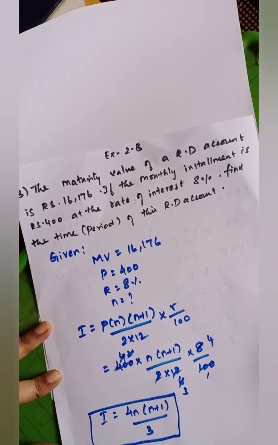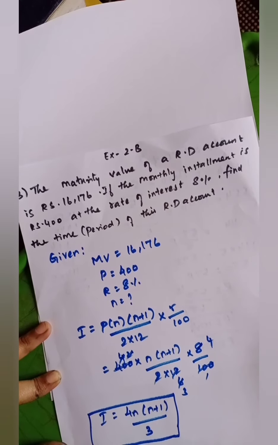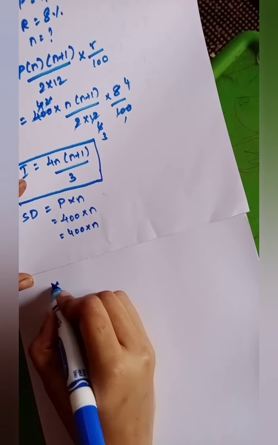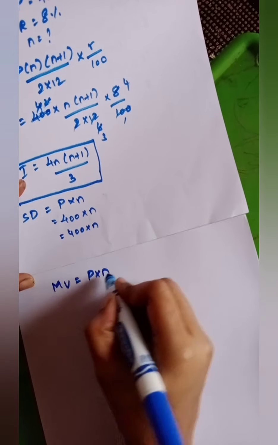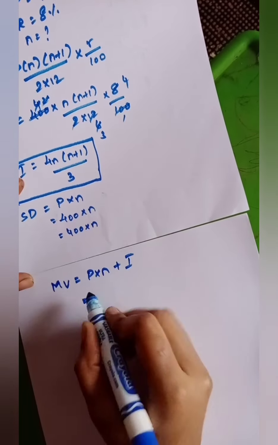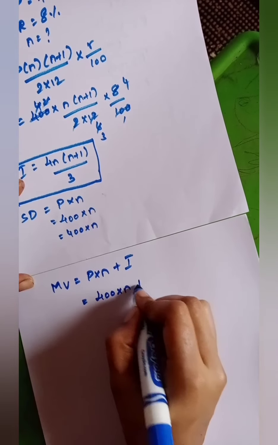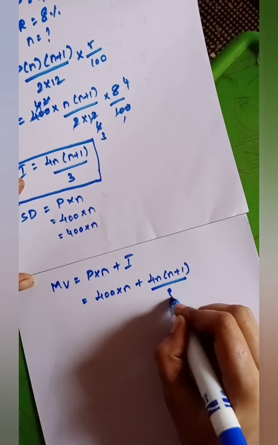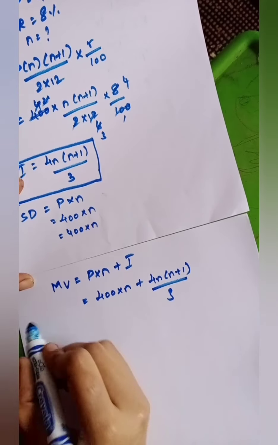And we have to find the total sum deposited, equal to P into N, that is 400 into N. Total sum deposited equal to 400 into N. We will go with the maturity value formula. Maturity value equal to P into N plus I. P into N we already found, 400 into N, and I equal to 4n into n plus 1 divided by 3. Maturity value is already given in the sum.